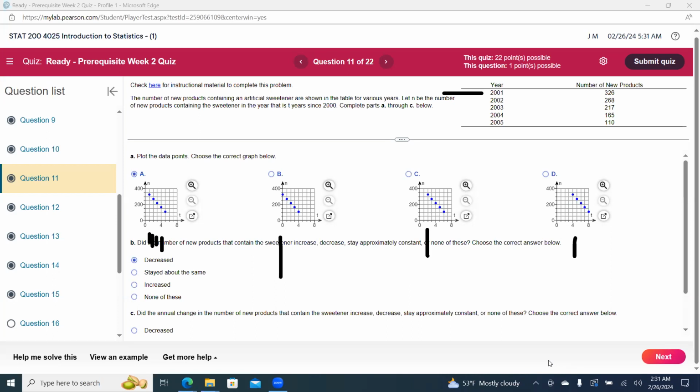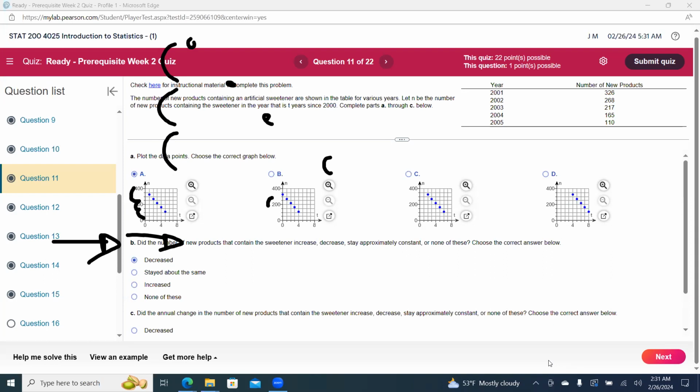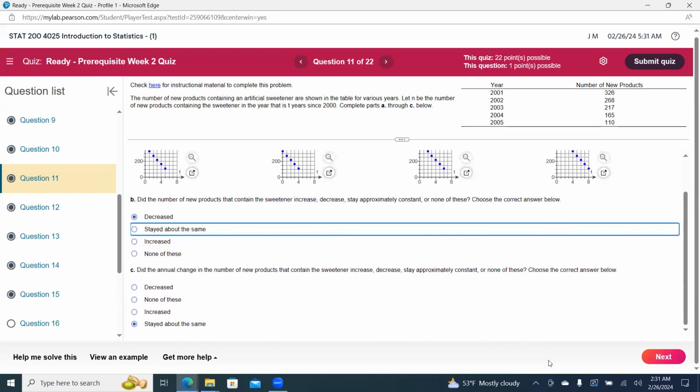I'll leave it to you to read B. If you guys want to read B, that's fine, but obviously the numbers are decreasing from left to right. But if we see this thing, the amount of decrease is an even amount. It's like a perfect straight line. So what is the even amount of decrease? It's the slope of a y equals mx plus b. The numbers are decreasing as time goes on, but the decrease per year is equal. Then they ask whether the annual change stayed the same. That just means the amount for which it decreased was the same every year. C.